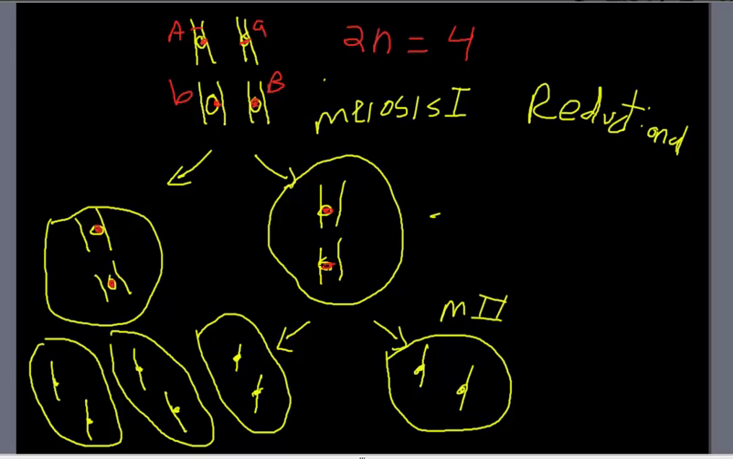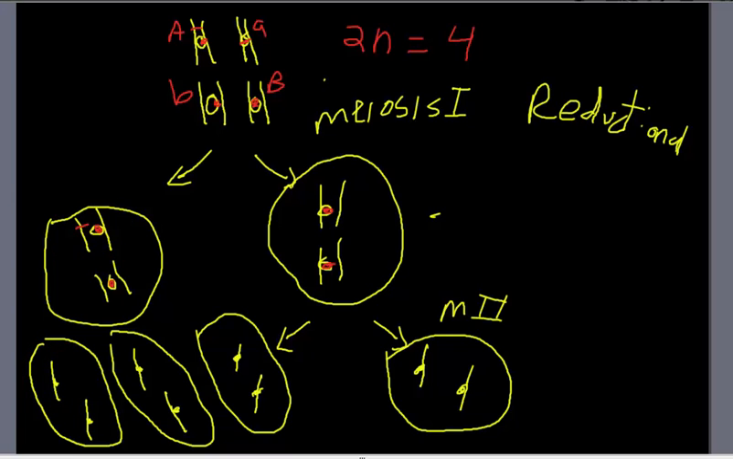It gets confusing because this is called a chromosome when it has 2 chromatids, and this is called a chromosome when it has 1 chromatid. So you just have to keep that in mind.